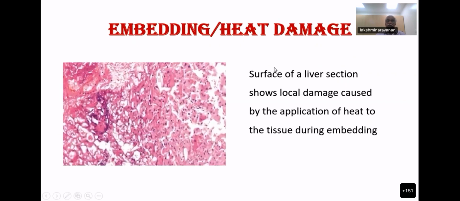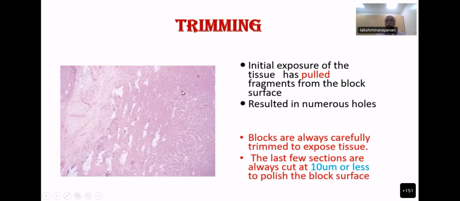Then embedding, that is the local damage from heated forceps. See here, the surface or reverse section showing local damage caused by the application of heat during embedding. And then this is the trimming one, which I was telling, the rush and rough trimming will create holes. So what we can do is blocks are always carefully trimmed to expose tissue. The last few sections are always cut at 10 microns or less. How many technical persons will do this? I wonder. But it is a must if you want to maintain a high standard and give a good standard H&E to the test.